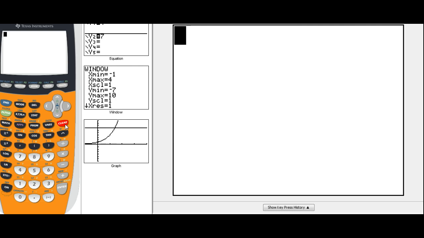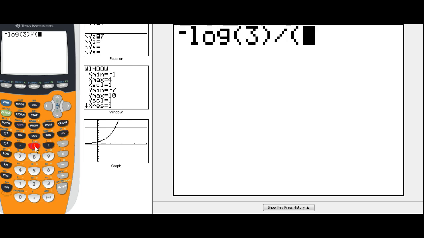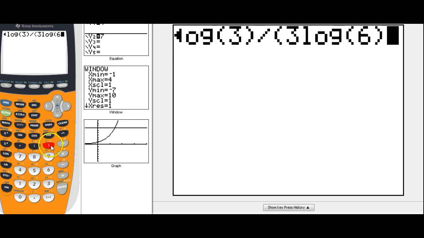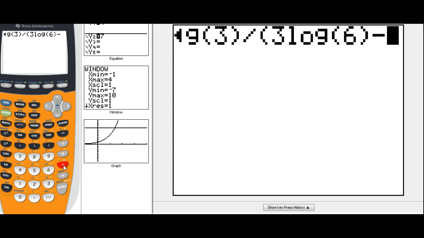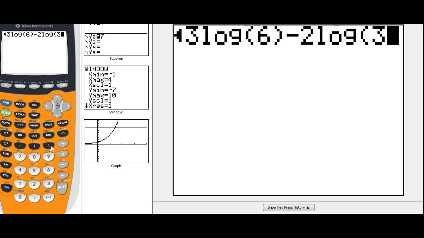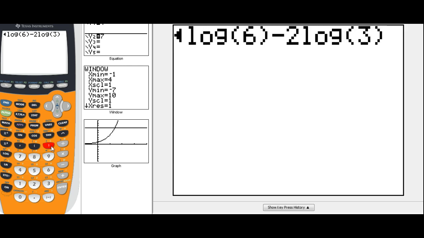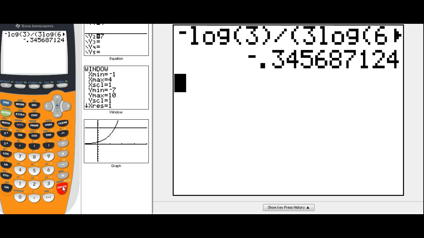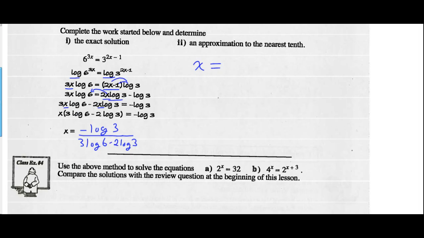So my numerator is negative common log of 3. Divide that by, in brackets, my denominator is 3 common log 6, subtract 2 common log 3. And we press enter now, we're going to get the approximate value. It's approximately negative 0.345687124. So this question says the nearest tenth, so that is negative 0.3.